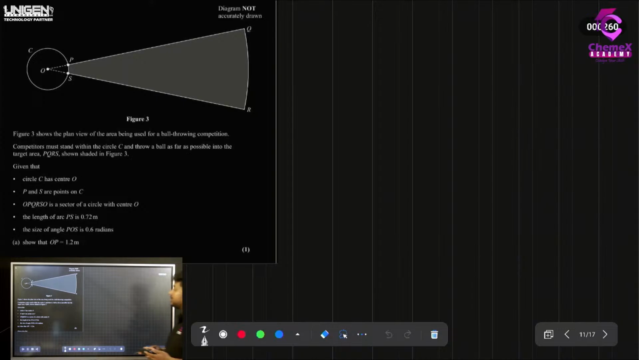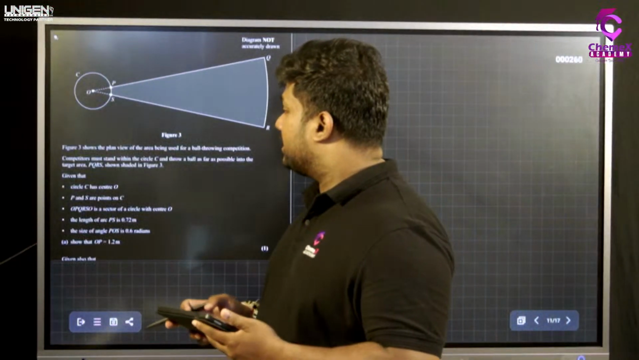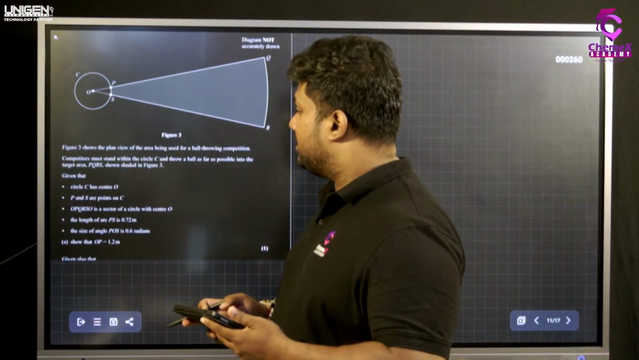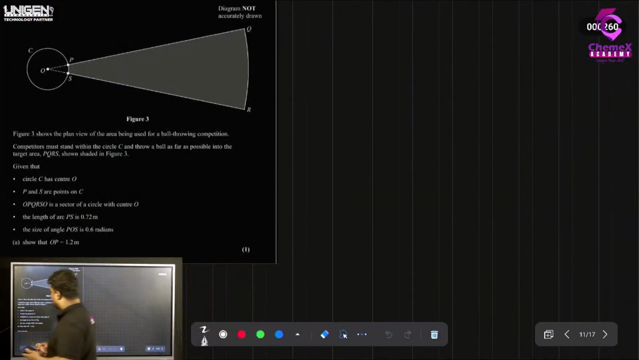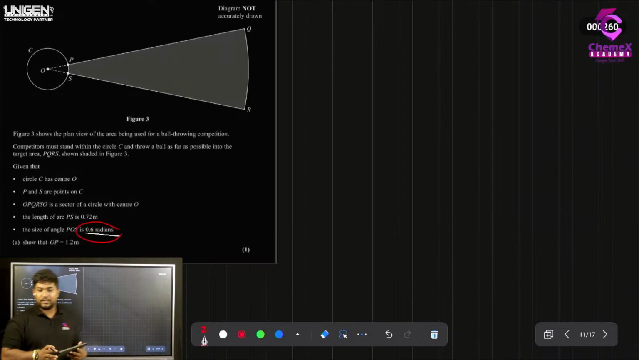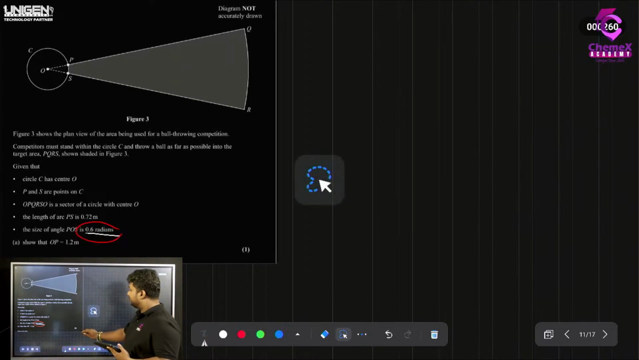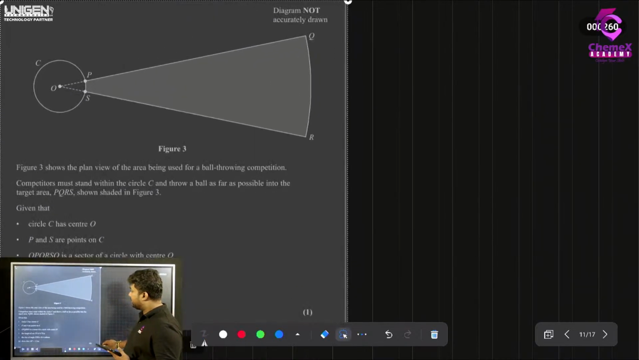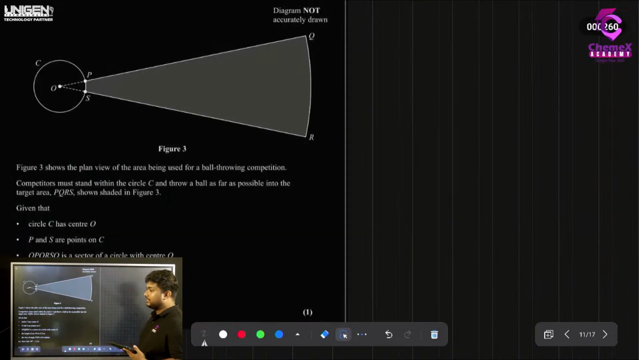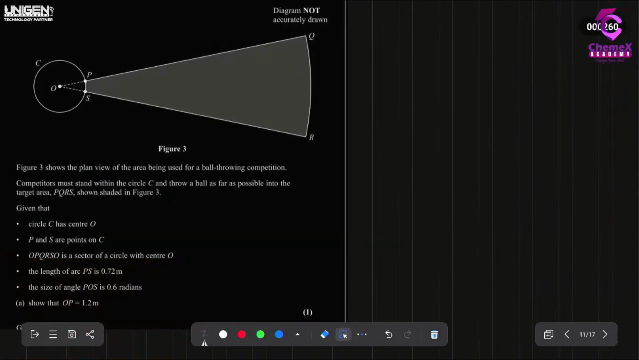So in the ninth question, they are asking: circle C has center O, and P and S are points on C. Sector POS, the length of PS is given as 0.6 radians, I think. Can you see the full screen of it? Can you read the question? Oh, is it so tiny? Is the question so tiny? Then okay, no?